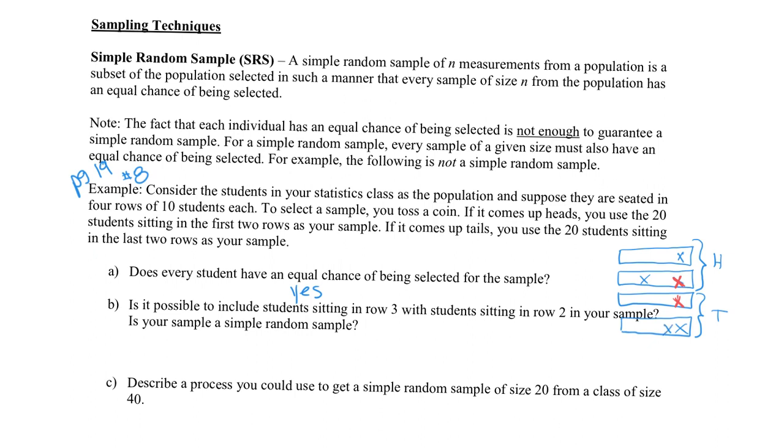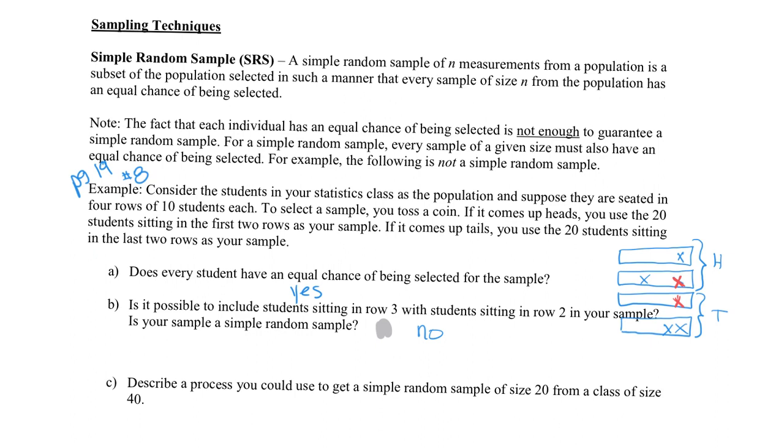Okay, the probability of these 2 students being selected is 50%, because if the coin is flipped and it comes up tails, these 2 are selected, 50% chance. But there's a 0% chance that these 2 will be selected. So this sample of size 2 has a 50% chance of being selected. This sample of size 2 has a 0% chance. Okay, so to answer the question, is it possible to include students sitting in row 3 with students sitting in row 2 in your sample? No. Whoops. Okay, let's try this again.